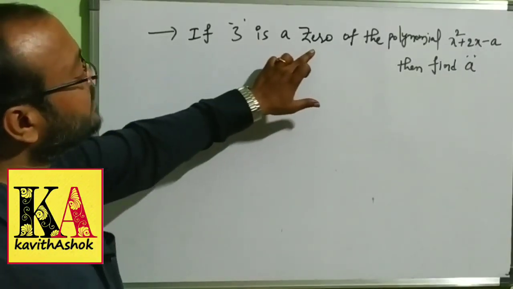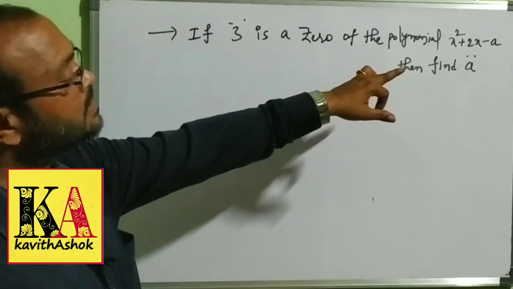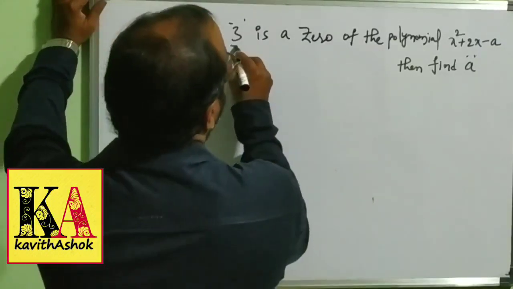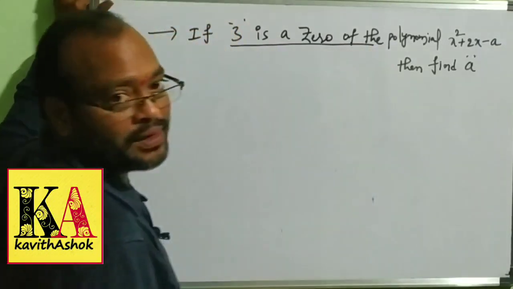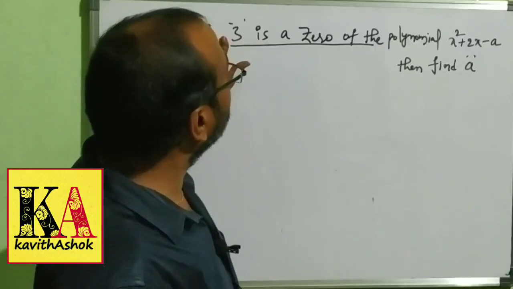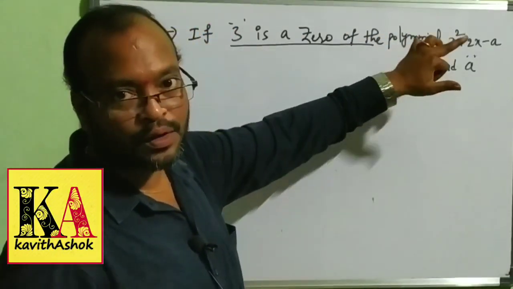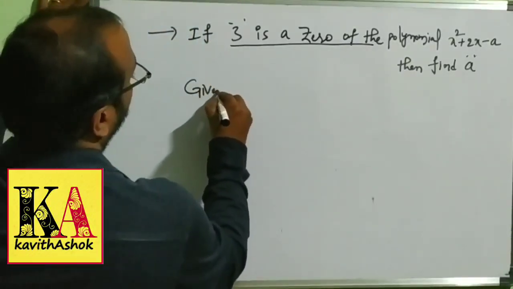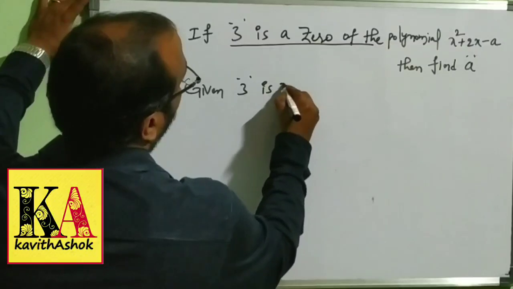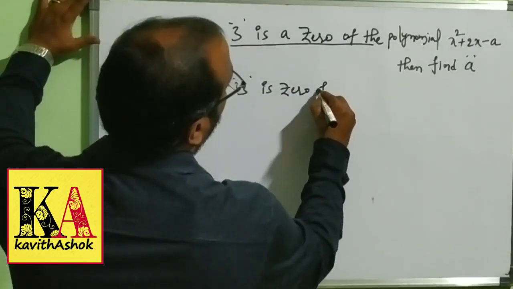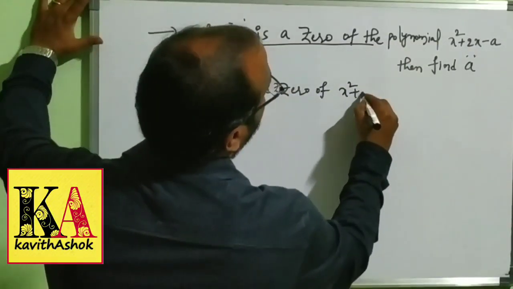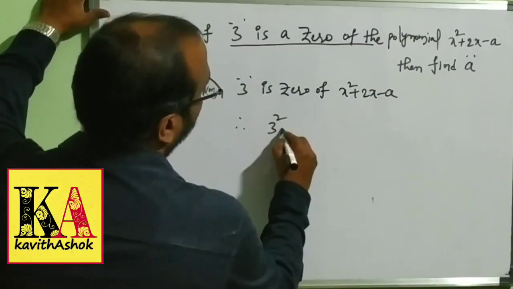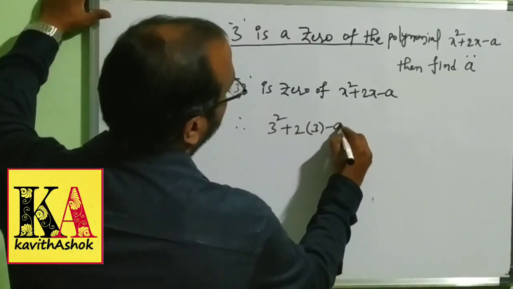If 3 is a zero of the polynomial x square plus 2x minus a, then find a. He only says that 3 is a zero of the polynomial. That means if we substitute the zero, 3, in that polynomial, automatically the answer is 0. So given 3 is a zero of x square plus 2x minus a. Therefore 3 square plus 2 into 3 minus a value will become 0.